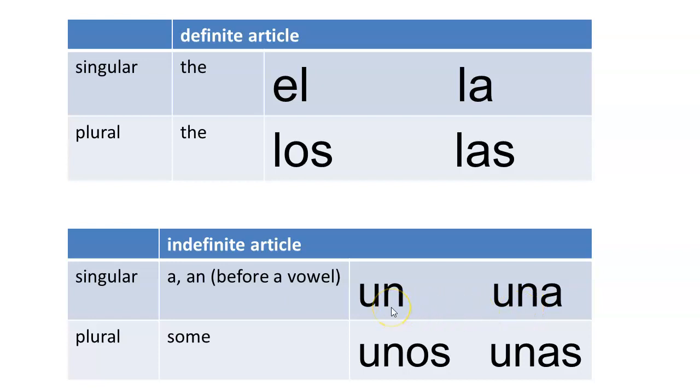Now, when you make indefinite articles plural, the un becomes unos and the una becomes unas. So, un libro, a book, some books would be unos libros. Una casa, a house, some houses would be unas casas. And there you have it. So this is the grammatical terminology. If you're taking a university level Spanish class, this is the terminology that you'll need to know and understand. Or if you're just curious about the grammar, it's helpful to know the terminology.